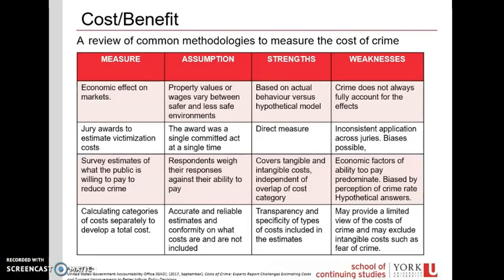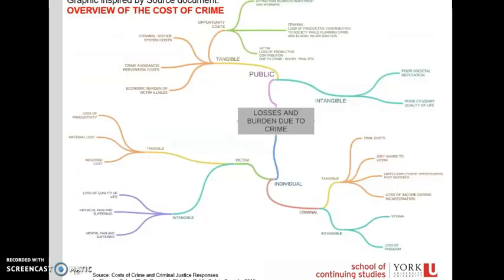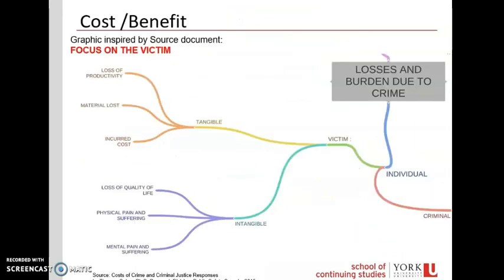There are 4 common methodologies to measure the cost of crime, each with their own strengths and weaknesses. They are the economic effect on markets, jury awards to estimate victimization costs, survey estimates of what the public is willing to pay to reduce crime, and calculating categories of costs separately to develop a total cost. A further review of the overall cost of crime shows the burdens on the public and the individual, which are both tangible and intangible. The intangible is often a neglected cost.